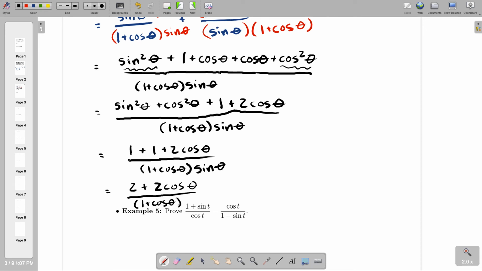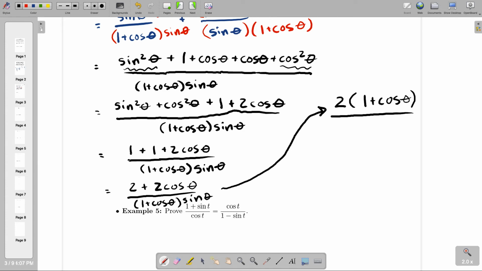So the only way we're going to get this 1 plus cosine theta to go away is if we are able to have 1 plus cosine theta appear up here as a factor. But of course, because of the fact that we have 2 in both terms of the numerator, I can factor it out. And what am I left with? 1 plus the cosine theta.